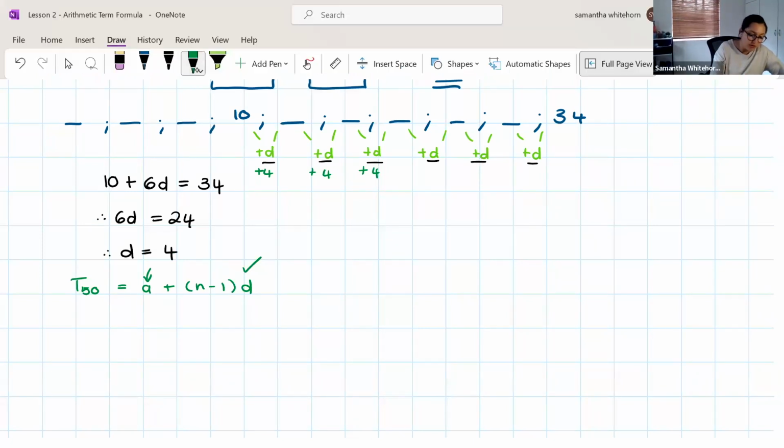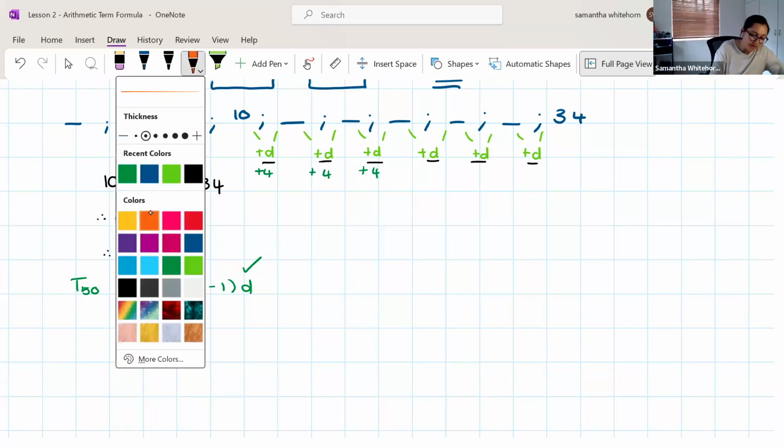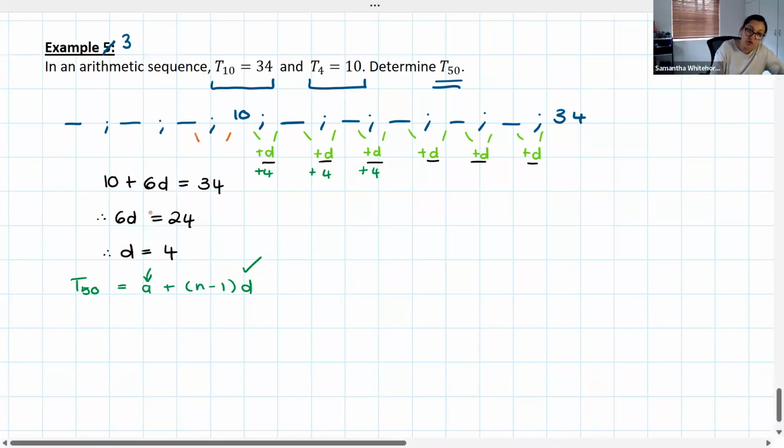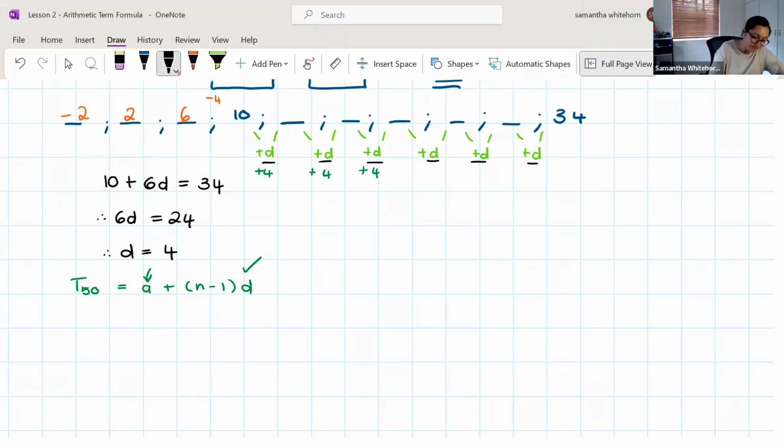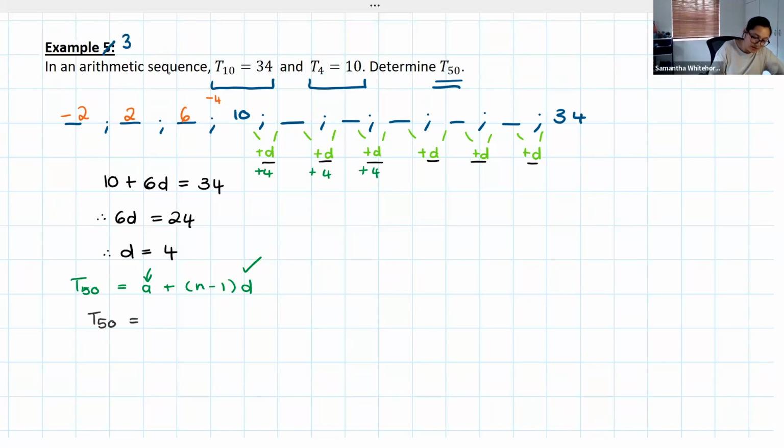Because we know what the difference is, we can just work backwards. In order to get from term 4 to term 3, I would subtract 4, which gives me 6. I would subtract another 4, which gives me 2. Another 4, which gives me -2. So once you have that difference, that's what I was saying earlier, there's so much you can do with it. And now that we know what our first term is, we are very easily able to work out the value of term 50.